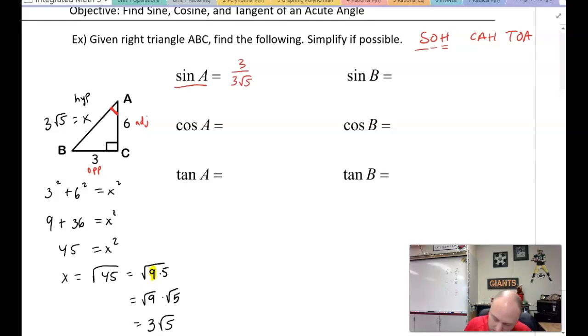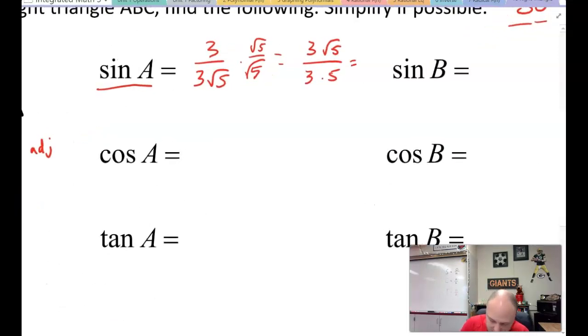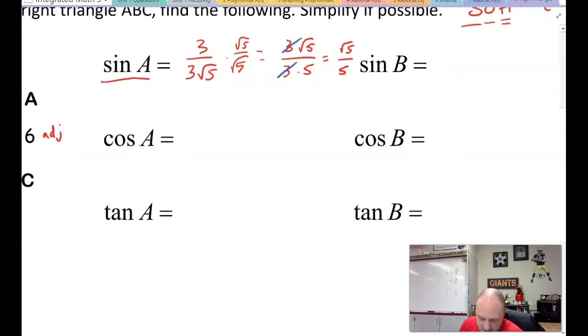Okay, and I'm going to go ahead and multiply by square root of 5 over square root of 5. I have to rationalize this. So we get 3 root 5 over 3 times 5, which is 15. And then I can reduce this. I can cancel by a 3, top and bottom. So actually our answer is square root of 5 over 5. And since I know that the cosine of the other angle is going to be exactly that, square root of 5 over 5.